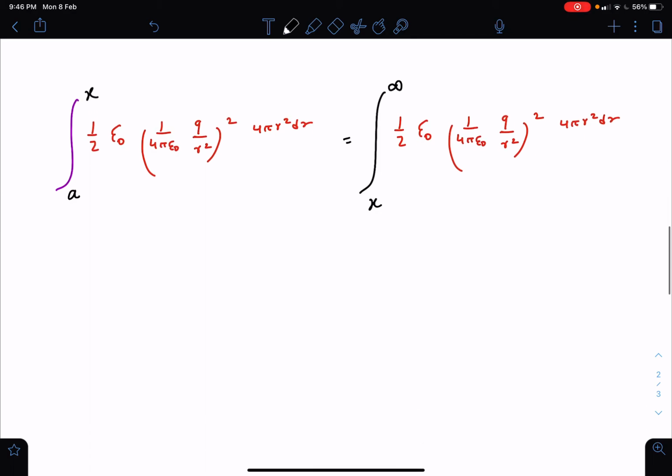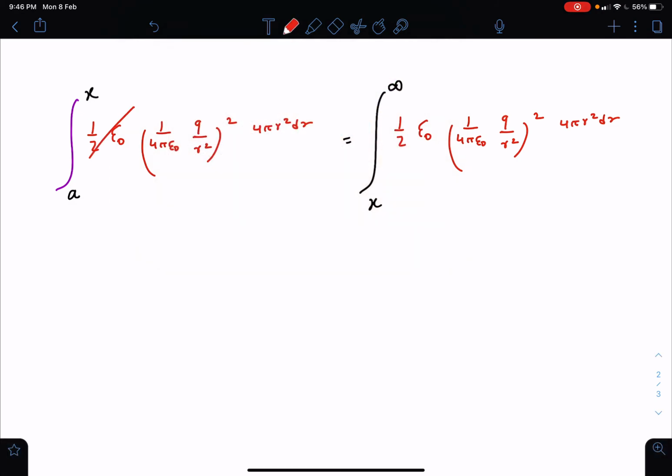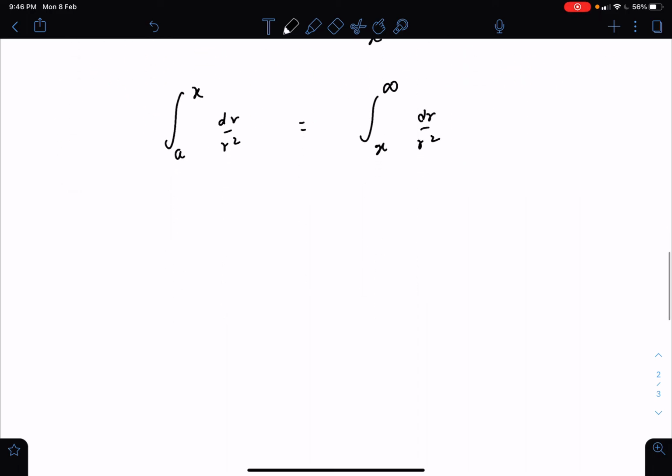Now half epsilon naught, this 4 pi, all these things will get cancelled out. In fact, this q also cancels out. So the only thing remaining inside the integration is the integral from a to x of dr by r square, which should be equal to the integral from x to infinity of dr by r square. So we get 1 by a minus 1 by x is equal to 1 by x minus 1 by infinity. So x is equal to 2a.